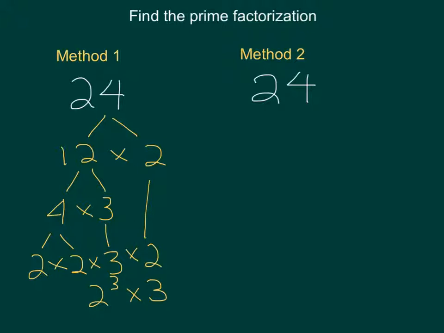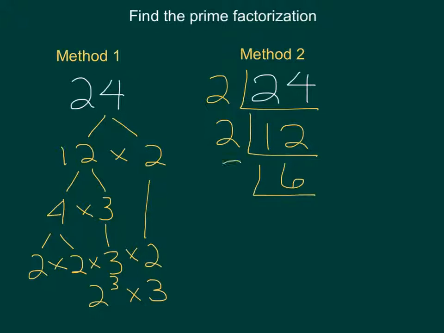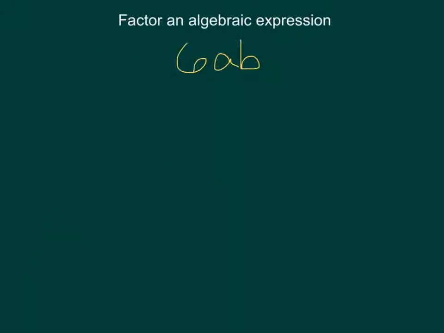So we can say 24 divided by 2 gives me 12. 12 divided by 2 gives me 6. 6 divided by 2 gives me 3. So I still have the same prime factorization, it's just a little bit of a different way to look at it.